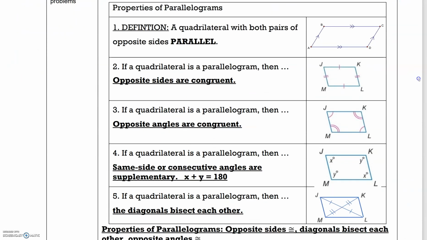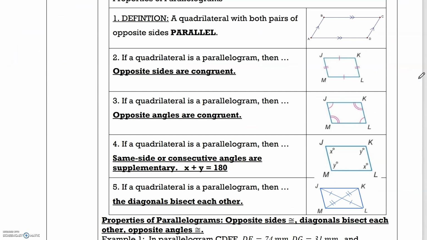So you can refer to them as we solve problems with all of these different figures and all of these different properties. So the first one is the definition, and that is that both pairs of opposite sides are parallel. That's why it's a parallelogram. So there's the opposite sides, and there's the other pair of opposite sides. The next property is that opposite sides are congruent. So they have those tick marks to represent that. Opposite angles are congruent.